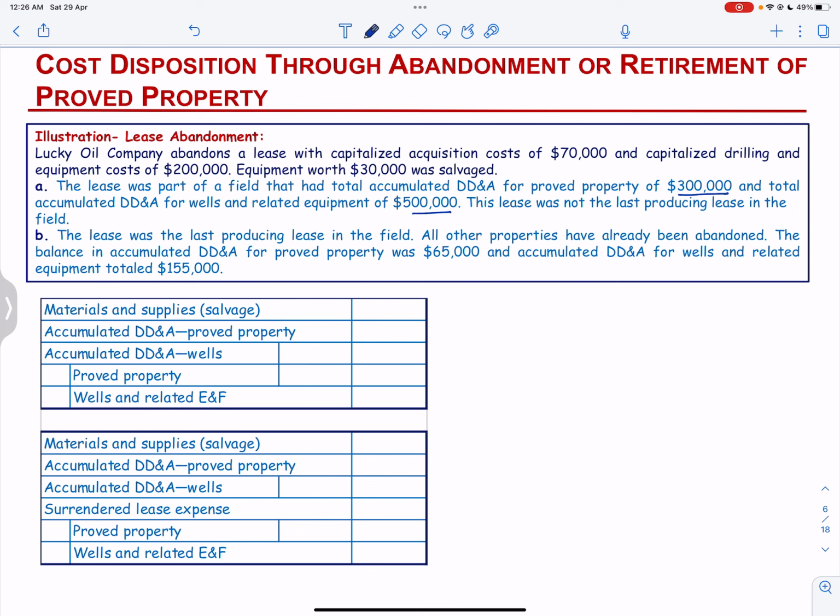This lease was not the last producing lease in the field. So now you can see that this lease is a part of a larger group of properties. So the accumulated depreciation related to this lease is not determinable, and the entire cost of the lease net of any salvage value, that is 30,000, is going to be charged against the DD&A. So material and supplies salvage value will be debited by 30,000.